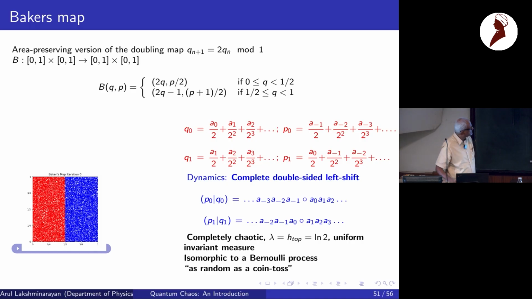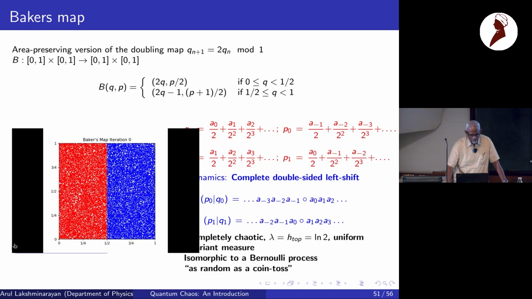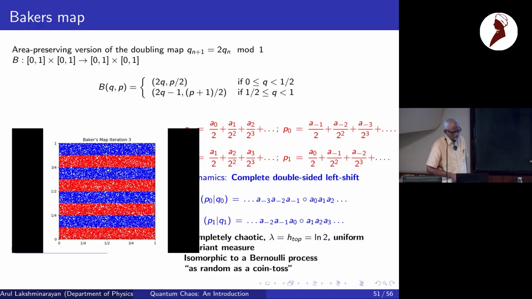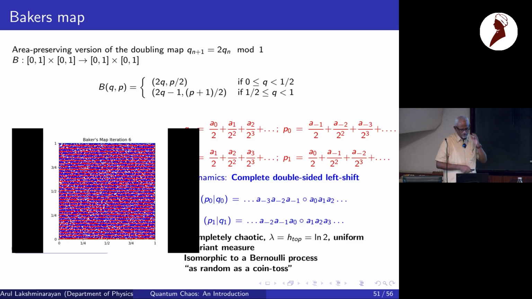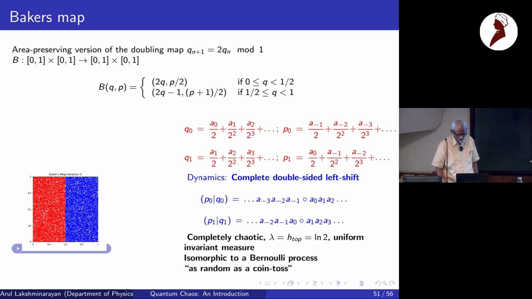To see this, you take the square and cut it vertically into two halves. The red half, you squish it down by a factor of 2, and you elongate it by a factor of 2 along the position so that it comes to this bottom half. And similarly, the blue half, you squish it vertically, expand it horizontally, and then you stack it on top. So this is the process, and you can see very quickly how it is mixing. It continues to do this in the stacking way, and then it just completely mixes.